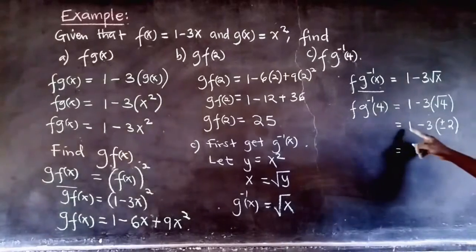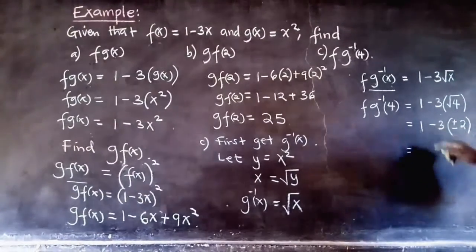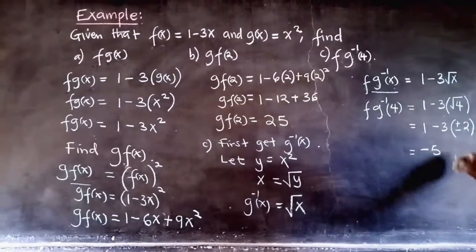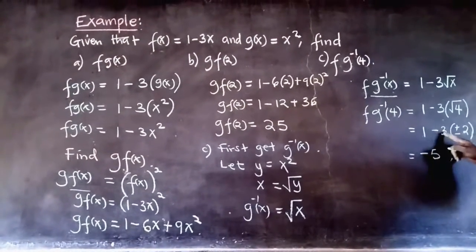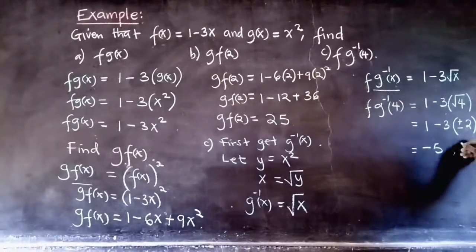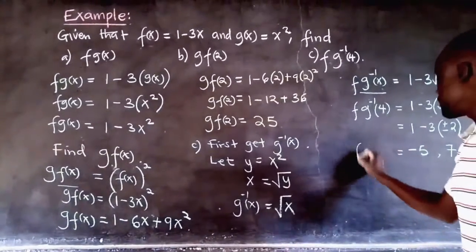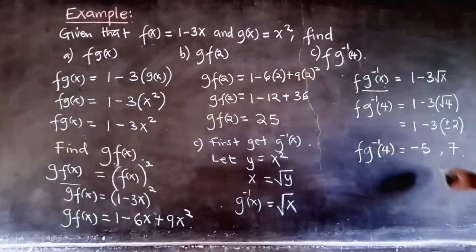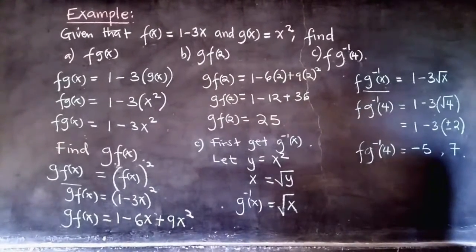First value, we can have some side work. When this is positive, this will be minus 6. So we get a result of negative 5. Whereas when it is negative, this becomes a positive. Negative 2 times negative 3, we get 6, and then plus 1 to give you 7. So the values of f g inverse of 4 are negative 5 and positive 7.